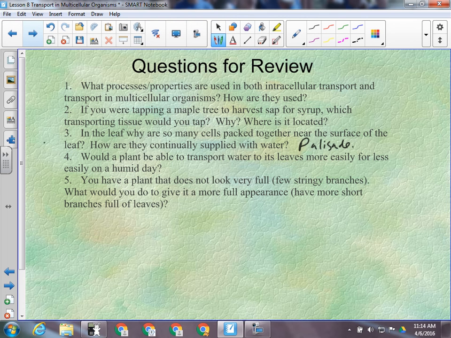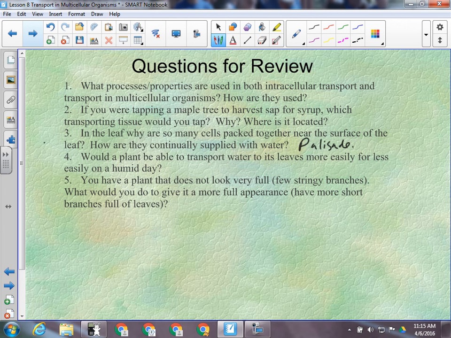Would a plant be able to transport water to its leaves more easily or less easily on a humid day? If it's humid, what is there a lot of in the air? Water. So if it's really humid, how easy is it going to be for it to transport water? It's going to be harder. We're trying to get water to move from the leaves into the air, and there's already a lot of water there. So we have to set up an even greater differential in osmotic pressure in order to get water to transport, because it's not going to evaporate at the same rate. If it's a dry day, water evaporates really easily.